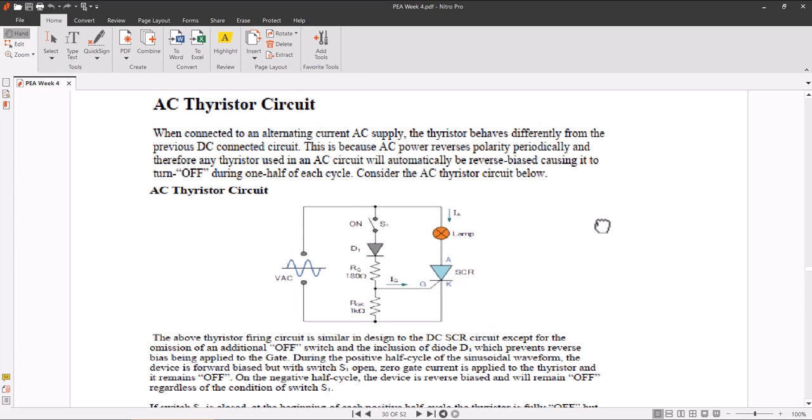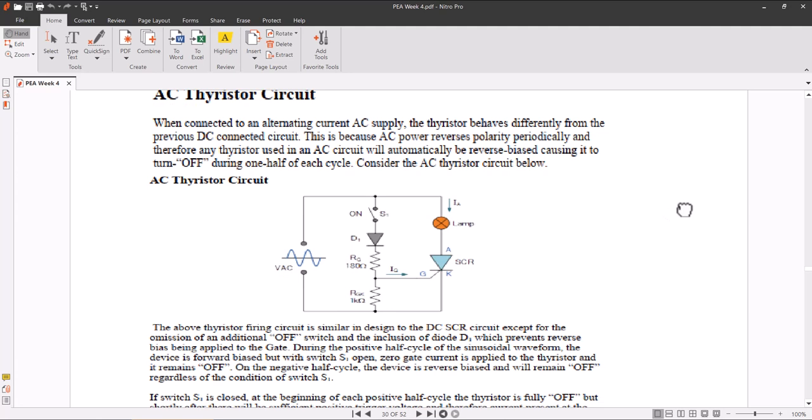When connected to an AC supply, the thyristor behaves differently from the previous DC connected circuit. This is because AC power reverses polarity periodically, and therefore any thyristor used in an AC circuit will automatically be reversed by causing it to turn off during one half of each cycle.